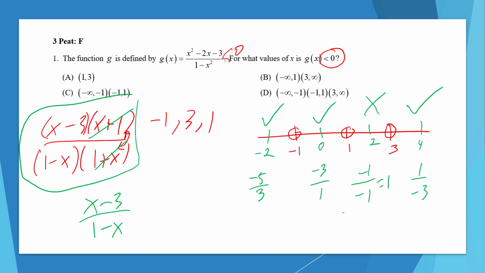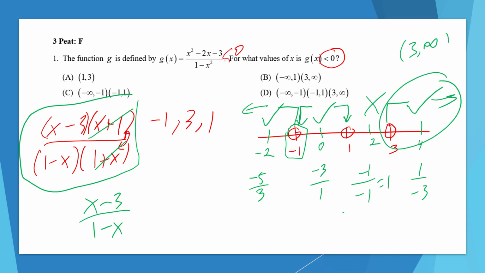So what would our solution set be? Well, it's very tricky because we actually do not include negative 1, that exact value, because that will give us a domain error. So we want to have this as our solution set, and then include anytime x is greater than 3. So this right here should be written as 3 comma infinity. A and C don't have that, so we can eliminate those.